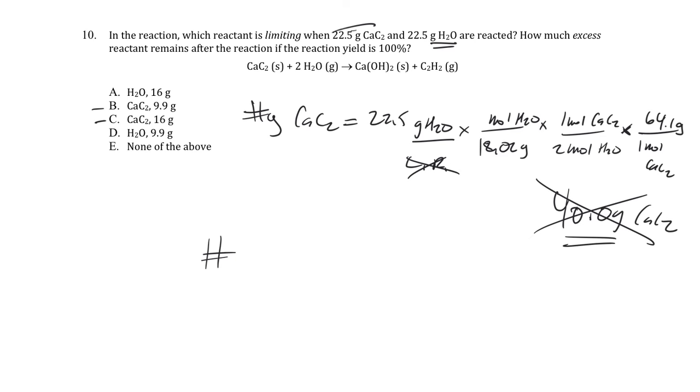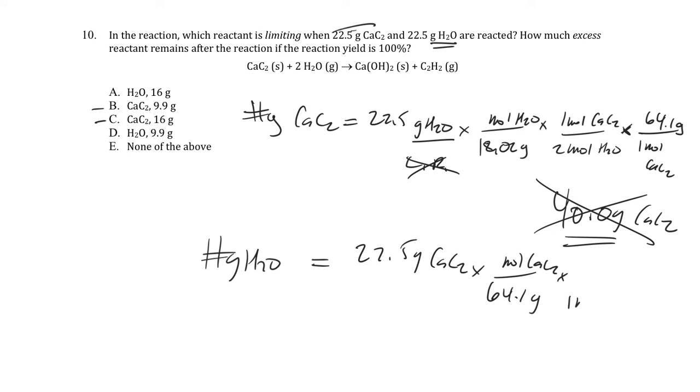And so then we figure out how many grams of water are needed to react with all of the 22.5 grams of calcium carbide. So it's 64.1 grams per mole. For every 1 mole of CaC2, we react 2 moles of water. And then 1 mole of water is 18.02 grams. So to react 22.5 grams of calcium carbide, that's only 0.35 moles times 2. We need 0.7 moles of water to react with it, times 18.02. That's 12.65 grams.